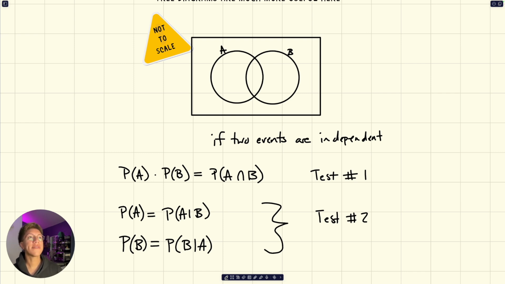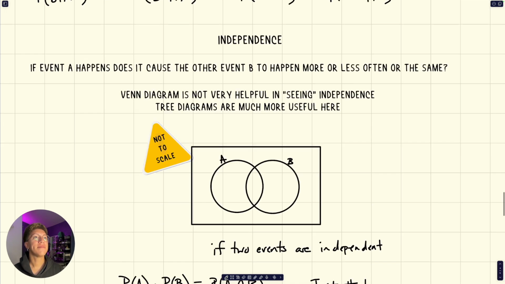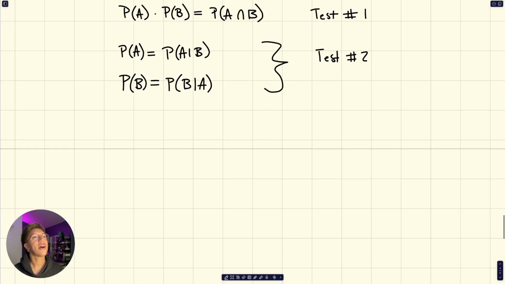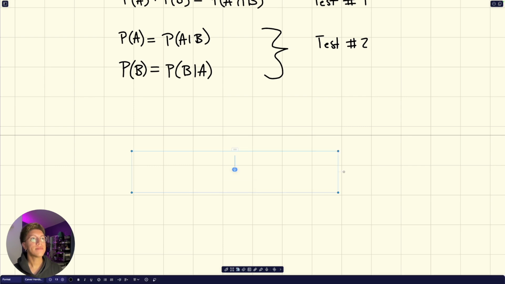So for now, we're just going to give these formulas. Venn diagram, not super helpful for seeing what that means. And we'll get to the tree diagram and the intuitive visual understanding of what that means in the next video. All right, we have one more thing. That's our mutually exclusive events. And mutually exclusive events are something that is very easy to spot in a Venn diagram.